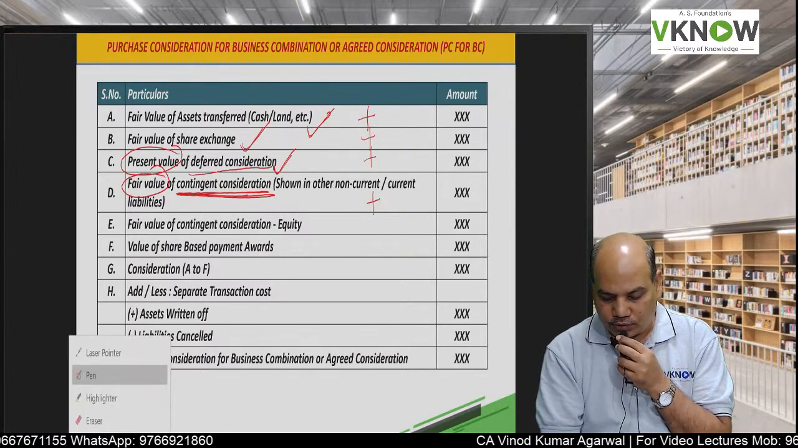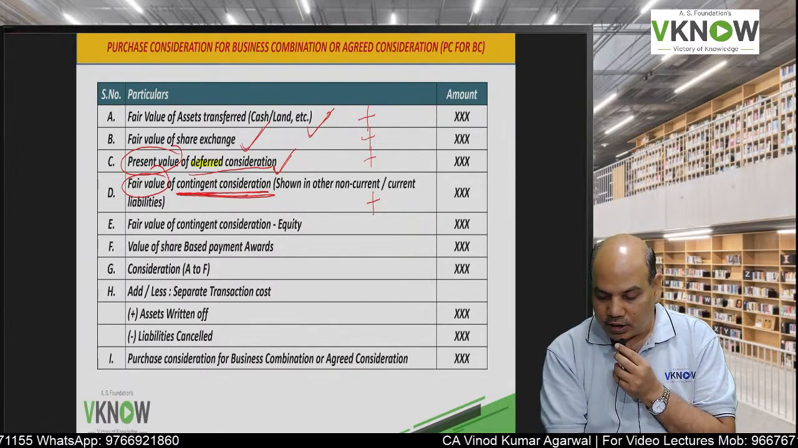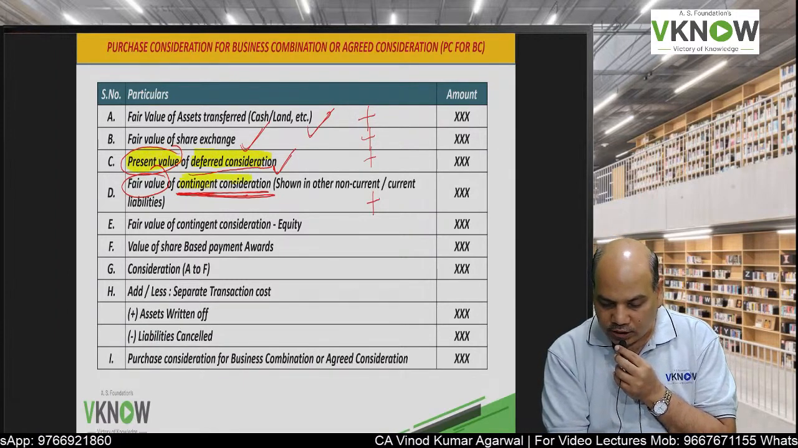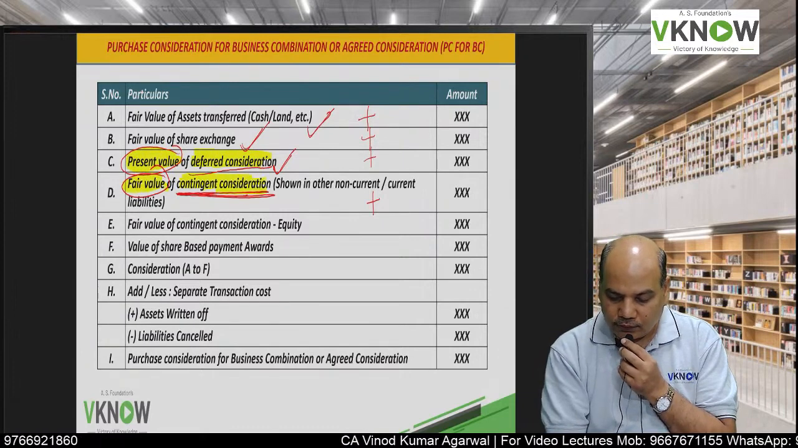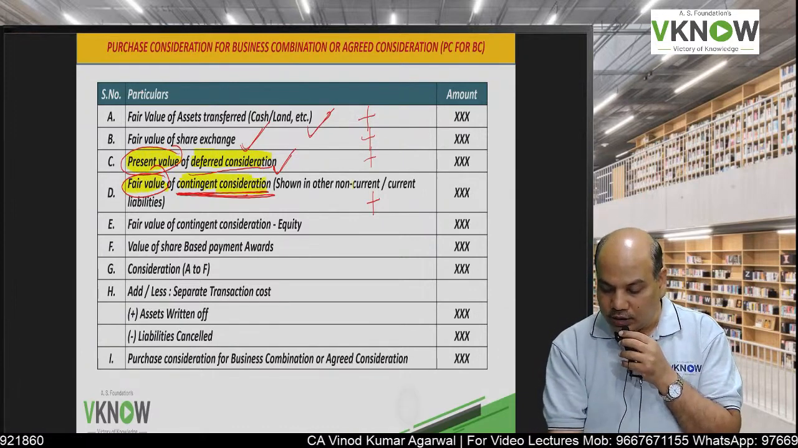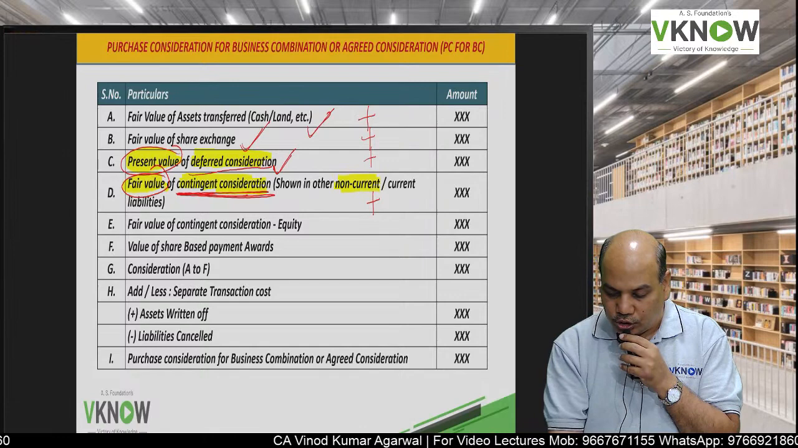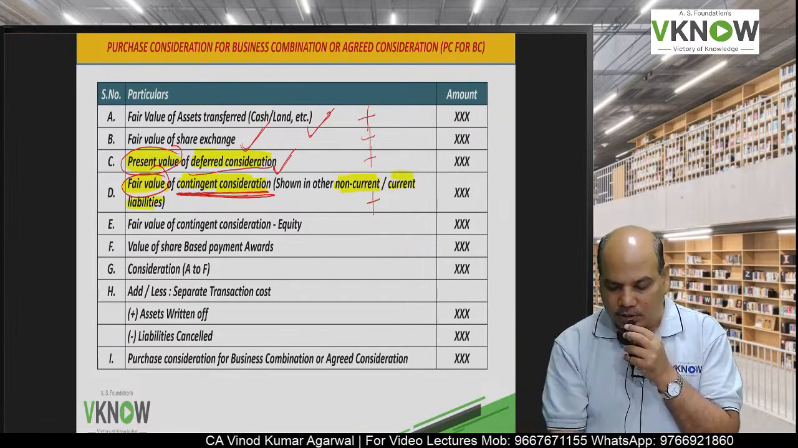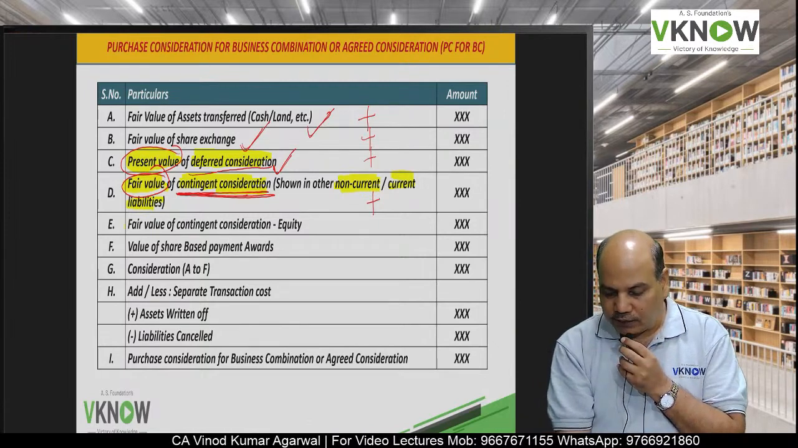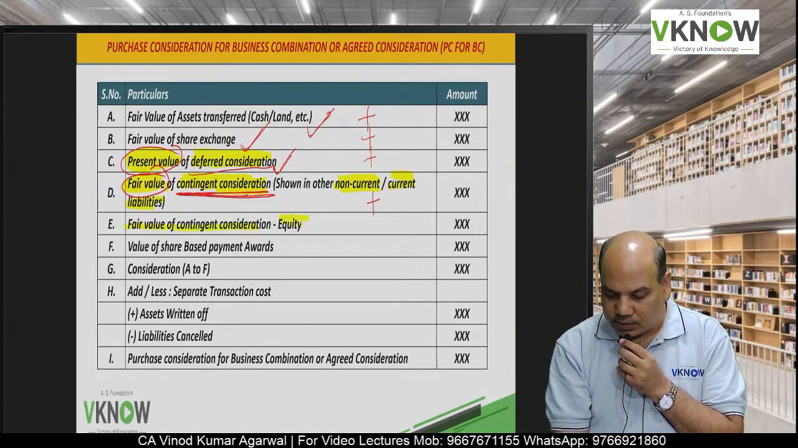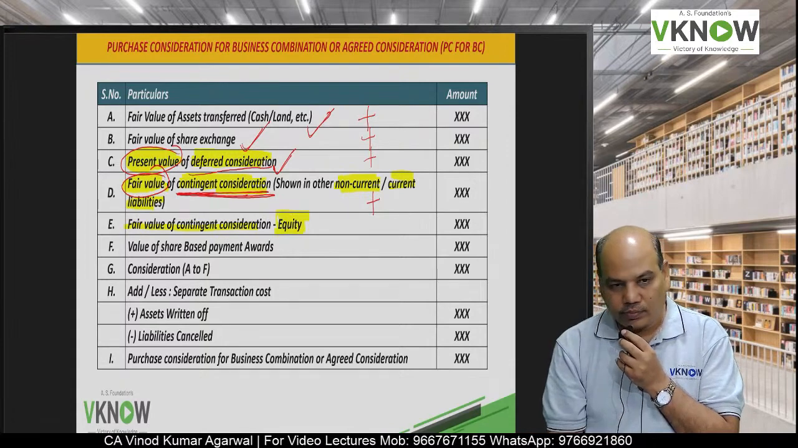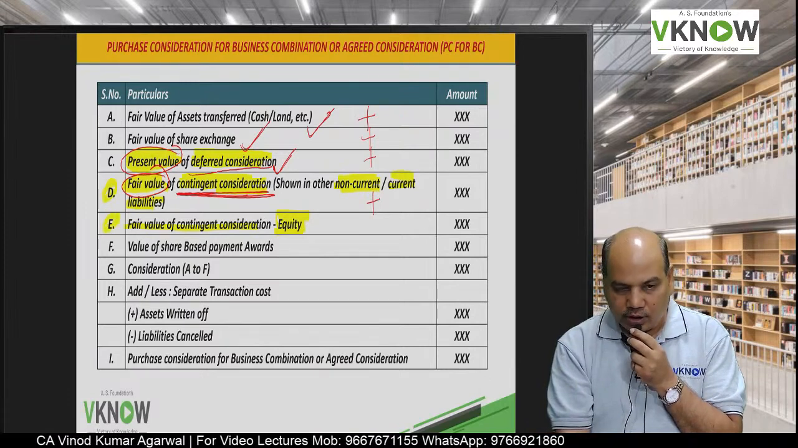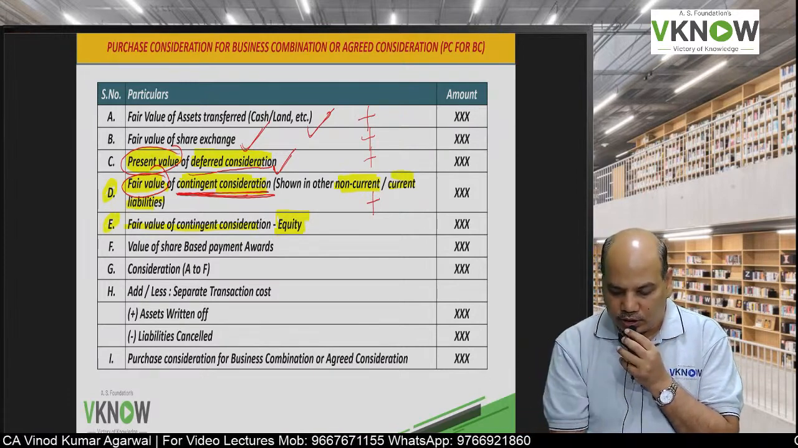Now, confusion. Deferred consideration will be at present value. Contingent consideration will be at fair value. Contingent consideration will be presented either in non-current or current liabilities depending on when it is payable. Then we will take the fair value of contingent consideration payable in equity shares. So it can be payable in cash, then point D, payable in a fixed number of equity shares, point number E.